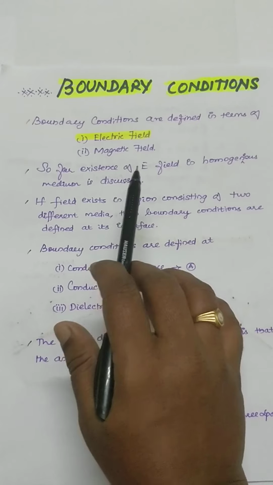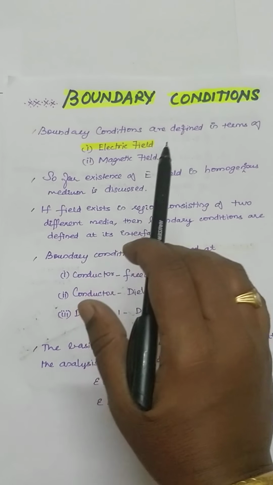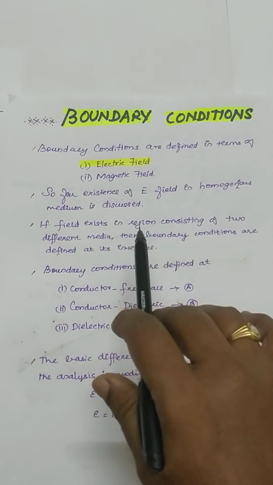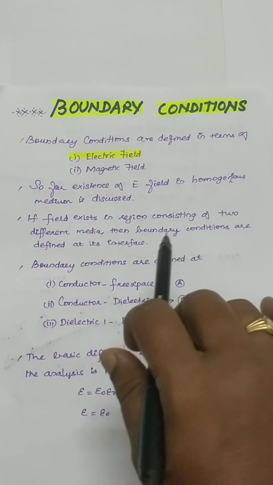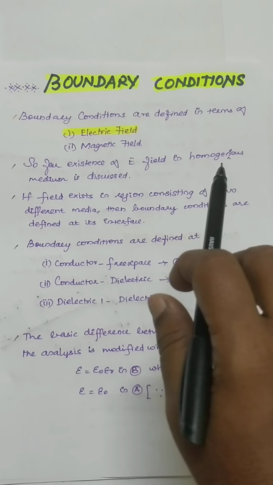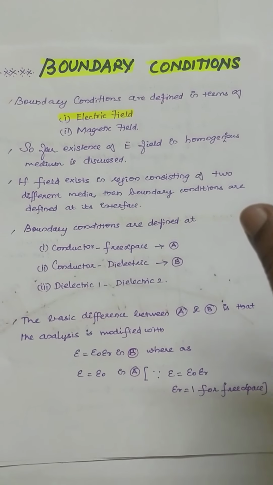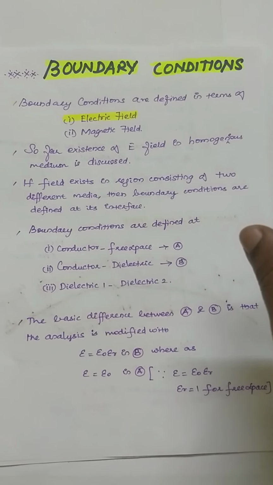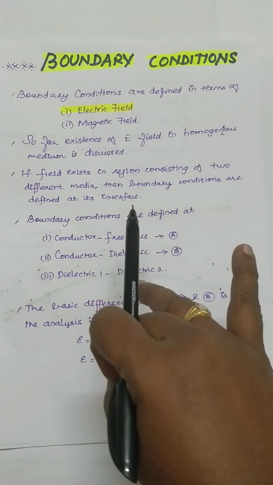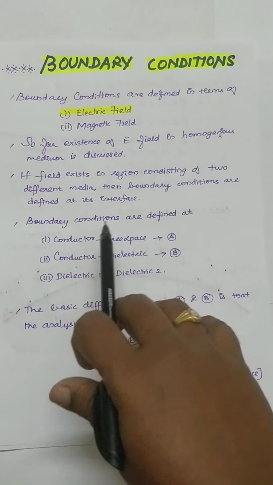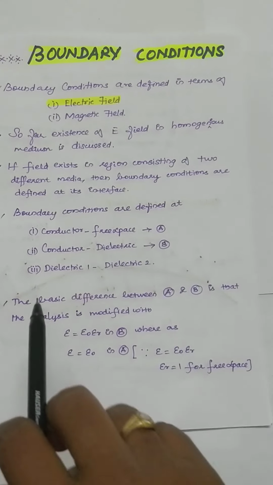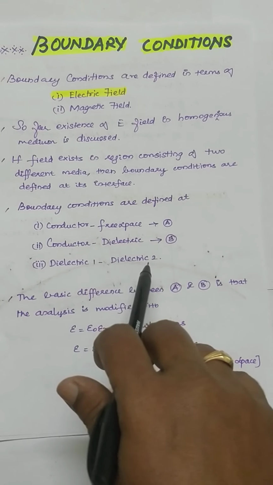So far, existence of electric field in a homogeneous medium is discussed, in Unit 1 I am speaking about. Now, if the field is existing in a region consisting of two different media, then the boundary conditions are defined at its interface. What are the possibilities of defining the boundary conditions? They can be defined at conductor-free space. We know what is a conductor, what is a free space, what is dielectric. So conductor-free space is one condition. Conductor-dielectric is the second condition. Different dielectrics, dielectric 1, dielectric 2.